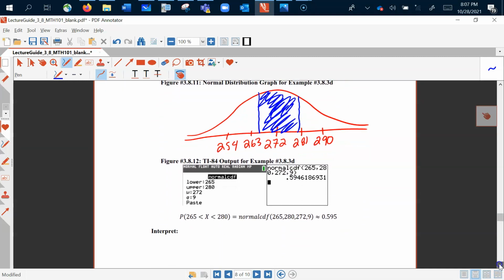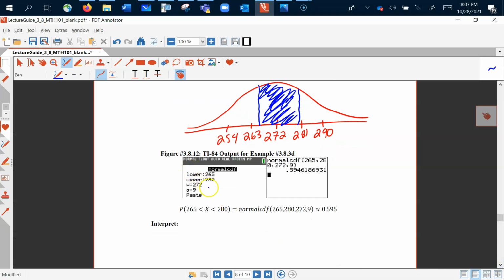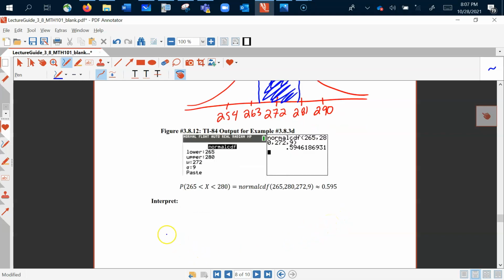All right, so again, this is what we had for the calculator. Lower 265, upper 280, 272 for the population mean, and 9 for the population standard deviation. Here to 4 decimals, it's 0.5946. Here in this particular example, they rounded to 3 decimals. I'm going to go ahead and pause, and you write your 2 different interpretations of this particular probability of 59.5% if we round to 3 decimals. And then unpause it, and we'll take a look at my interpretation.